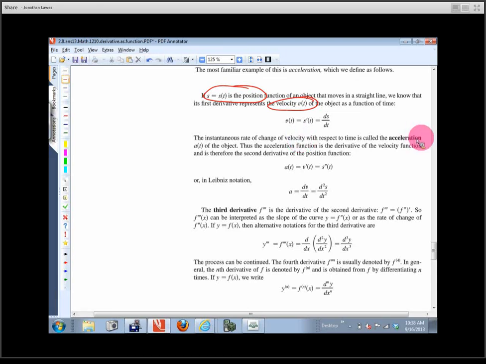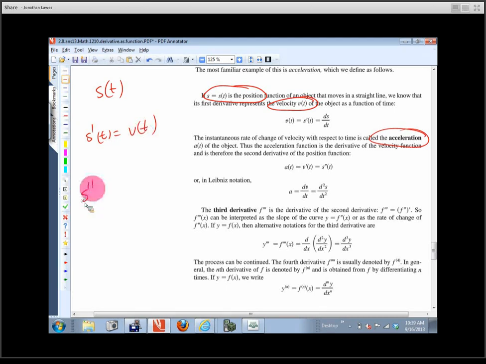It's right here. You get acceleration. Okay? So if we start off with S of t, that's a position function. If I find the derivative once, that's a velocity function. So you can go from position to velocity just by finding the derivative once.